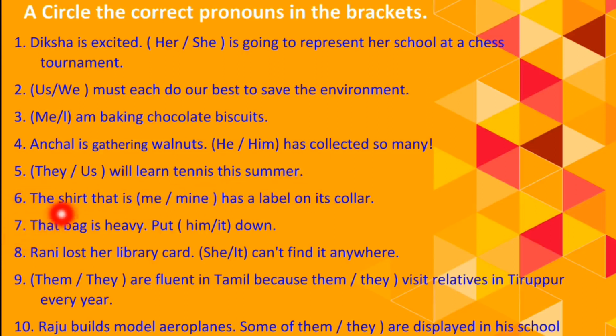Now let's see the sixth one. The shirt that is me or mine has a label on its collar. Here, me and mine, it is coming under the possessive pronoun category. The shirt that is mine has a label on its collar. Mine.